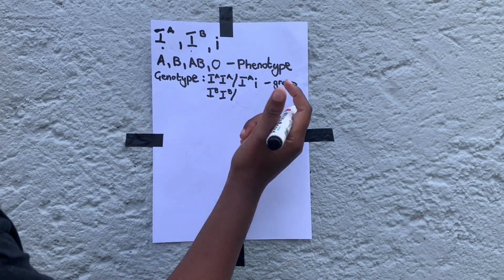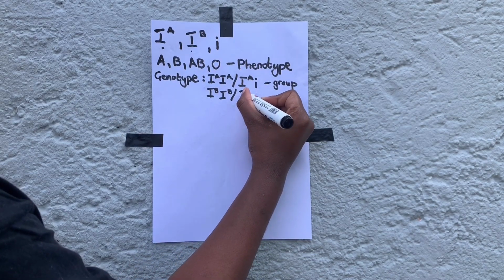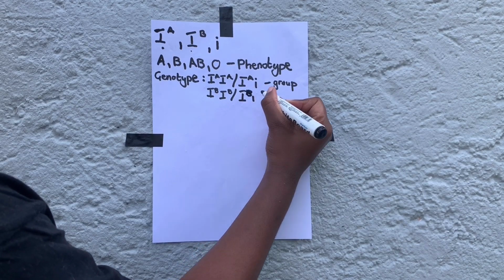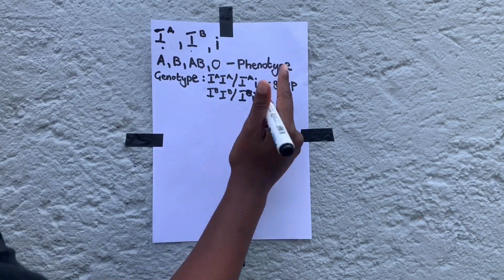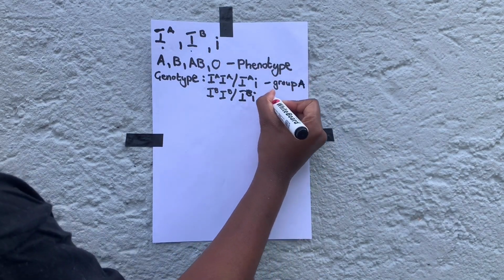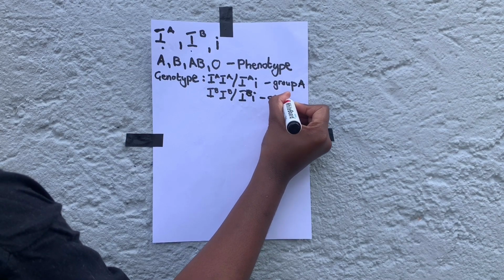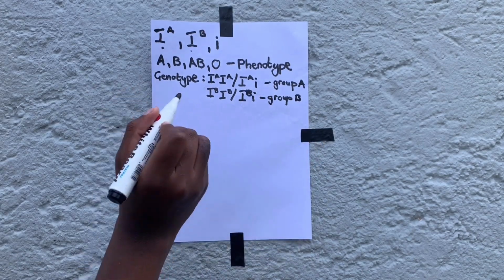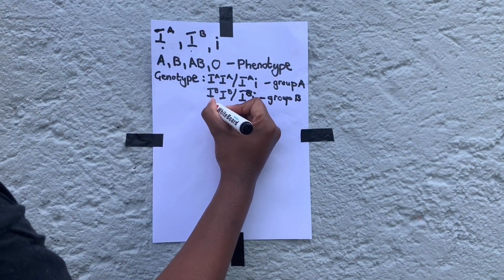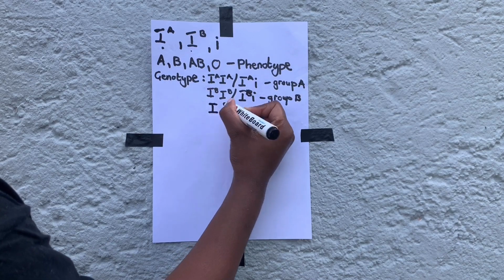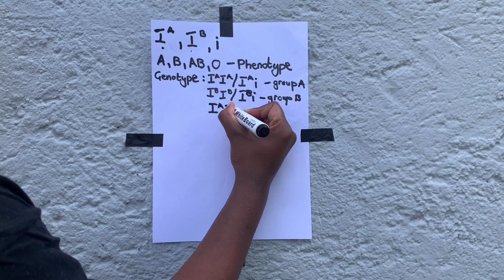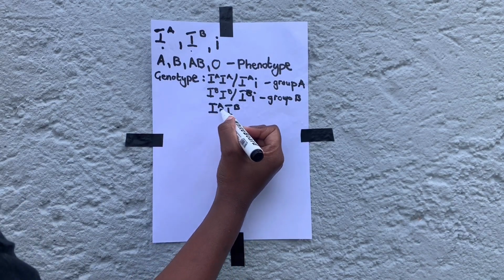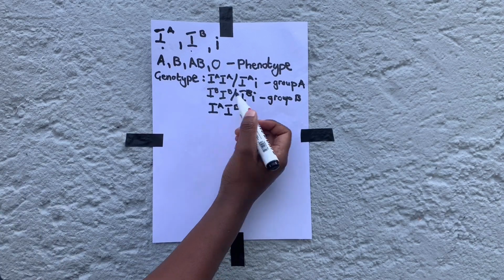This is when the person is homozygous for blood group B. And this is when the person is heterozygous for group B. If a person has blood group AB, they can only be heterozygous because, remember, they are co-dominant. The allele for A and the allele for B are equally dominant.